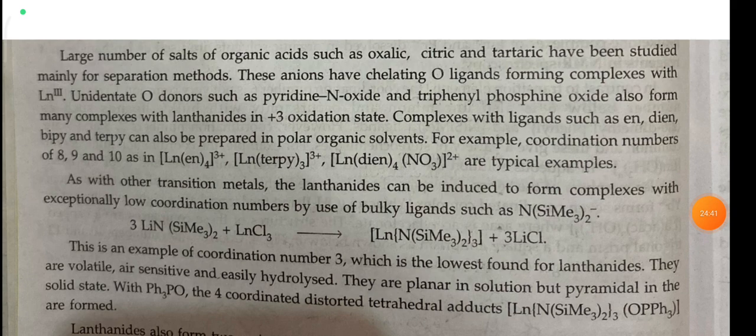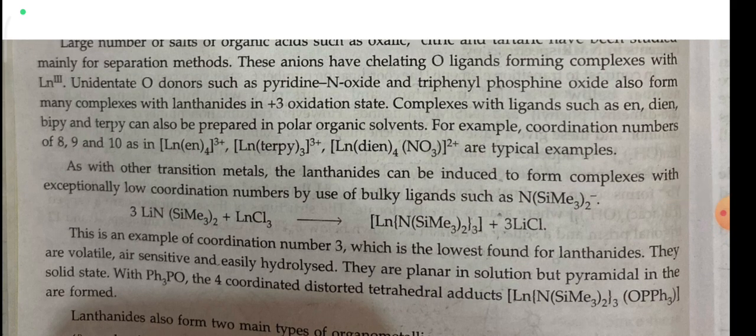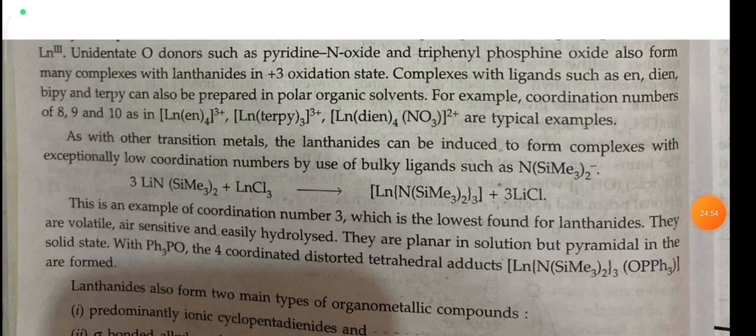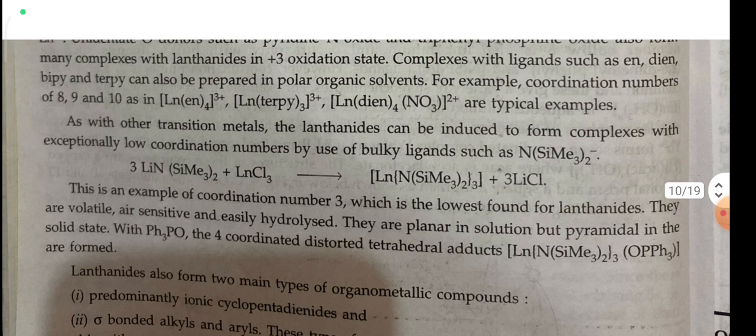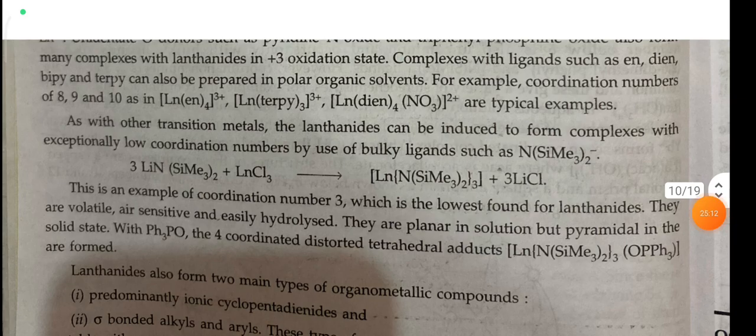A large number of salts of organic acids such as oxalic, citric, and tartaric acid have been studied, mainly for separation methods. These anions have chelating oxygen ligands forming complexes with Ln3+. Unidentate oxygen donors such as pyridine N-oxide and triphenylphosphine oxide also form many complexes with lanthanides in the +3 oxidation state. Complexes with ligands such as en, diene, bipy, and terpy can also be prepared in polar organic solvents.